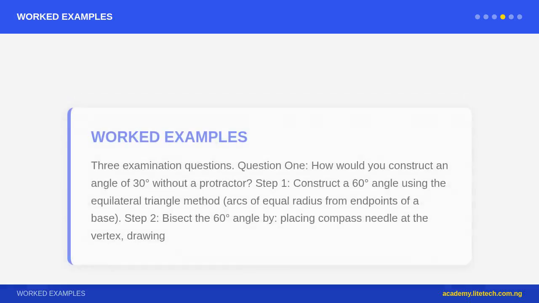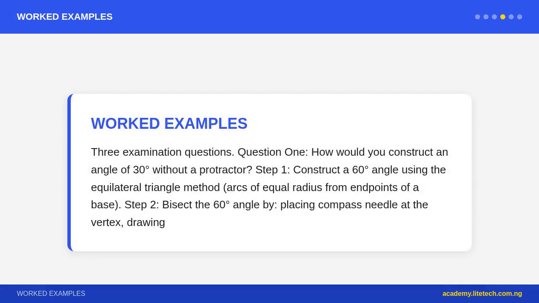Construction 9. Regular hexagon, 6 equal sides, all interior angles equal to 120 degrees.